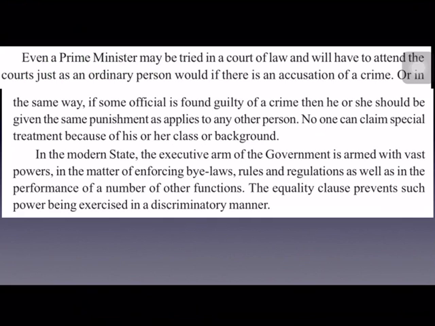And as you know, in the modern state, the executive organ of the government has been given vast powers. There are three organs of the government: legislature, executive and judiciary. And the executive organ of the government implements all the laws and rules and regulations of the government. So it has been given vast powers. And this equality clause which has been added to this right prevents the misuse of these vast powers by the executive. Sometimes it may be possible that the executive organ of the government misuses these vast powers given to it in matters of enforcing the laws or in rules and regulations of the country.